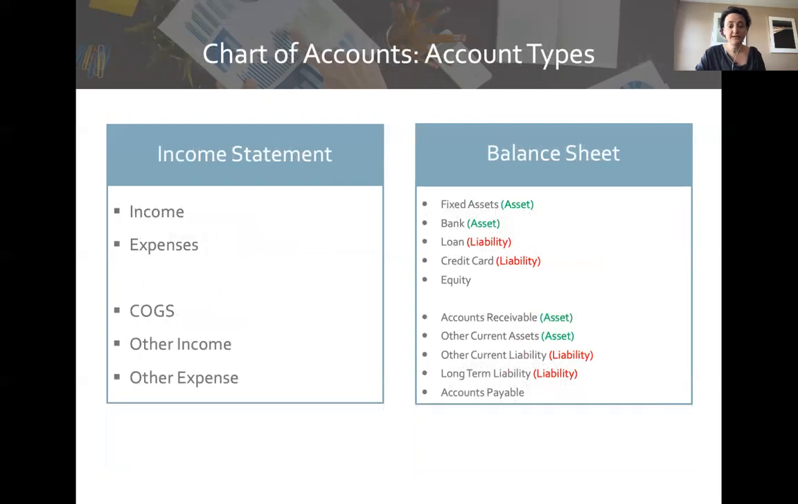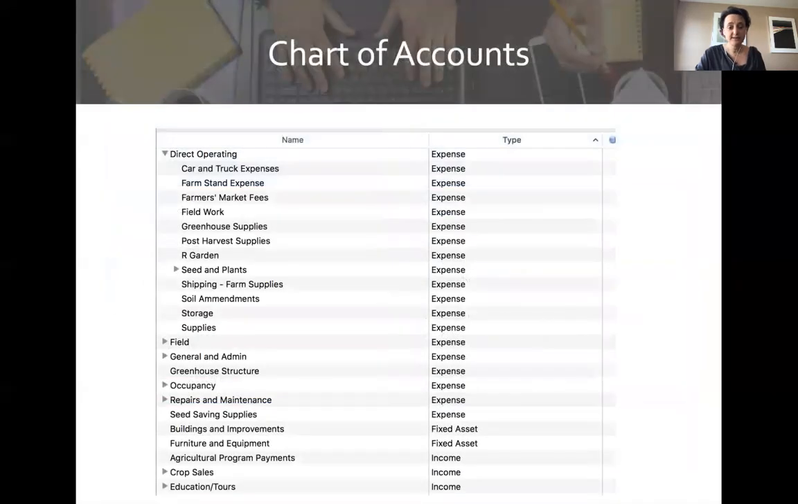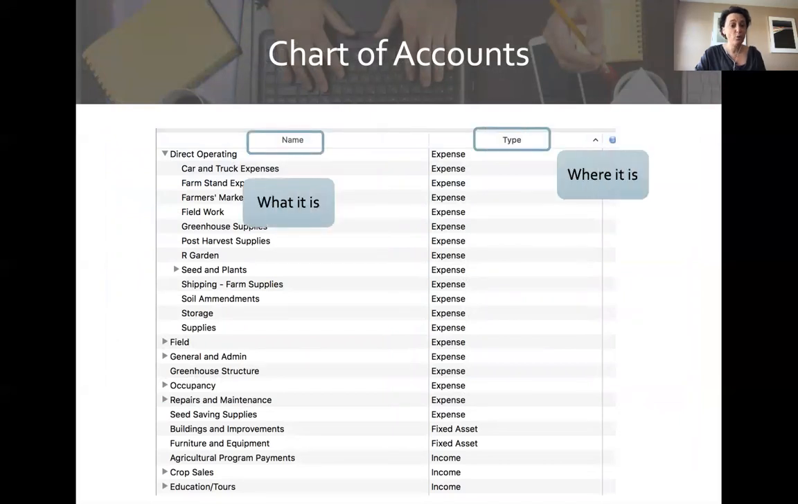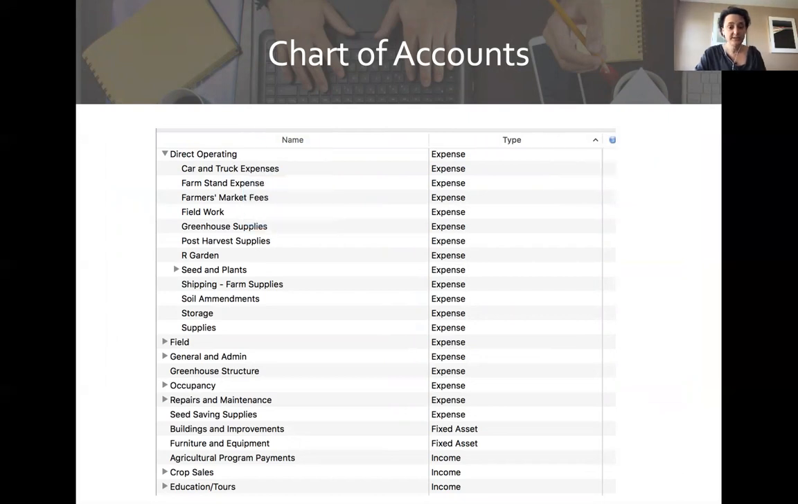So again, these are the account types. And here is a list of the chart of accounts. We have the name, what it is, and the type tells us where it is. So we can see, for example, that under direct operating expenses, we have car and truck expenses, farm stand expenses, and this account type tells us where it's going to show up on our financial statement. So all of these expenses here are going to be on our income statement. Fixed assets right here is going to show up on our balance sheet.